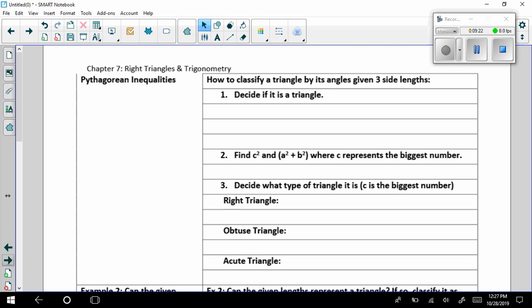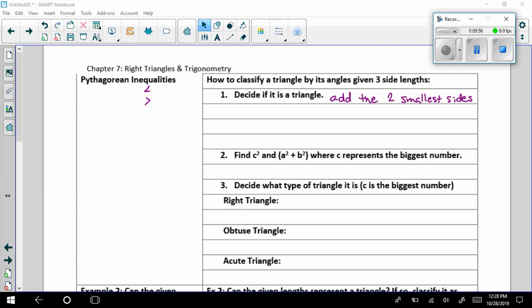So we can also use an inequality. So remember, your inequalities are less than, greater than, to determine whether or not something is a right triangle or obtuse or acute. So we use that with the Pythagorean theorem, and we just compare the sides. So first decide if it is a triangle, okay, because sometimes you have side lengths that aren't even a triangle at all.